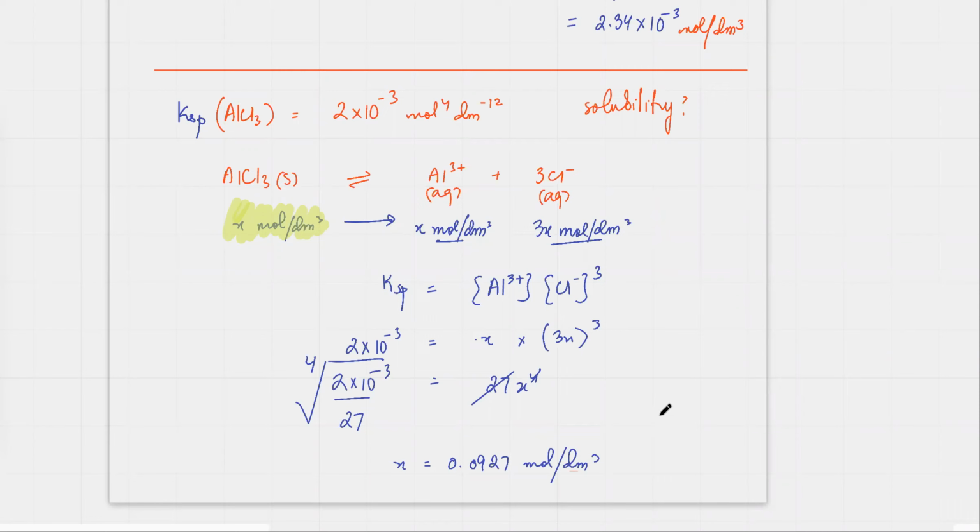Sir, just one question. Yes. Mole to the power of dm minus 12, what do we have to do with that? The thing is just the unit. I mean, I gave you the unit. It's like every time Ksp is going to have a different unit. It's concentration times concentration cubed, right? Okay, so whenever Ksp is written, it's going to have a different unit depending on the salt. Okay, clear?